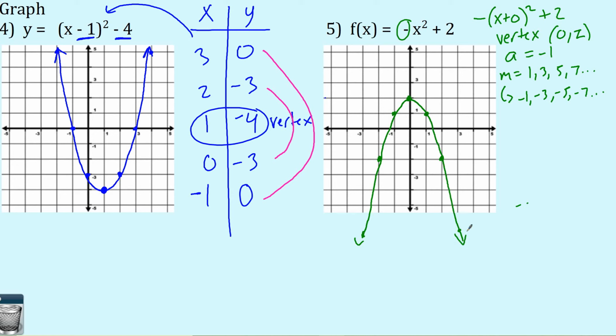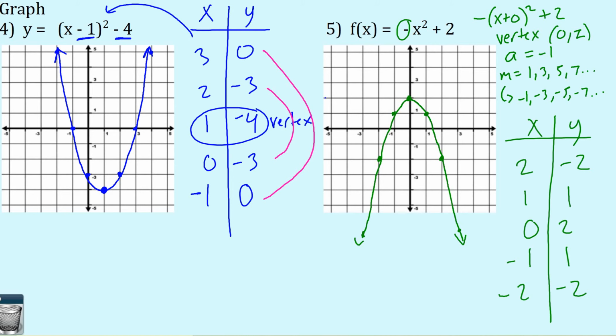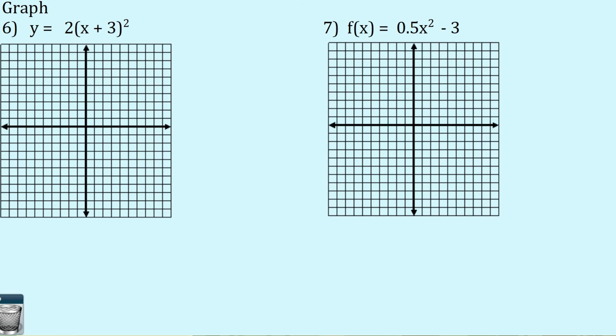You get the idea. And again, if we didn't want to do it that way, we could have just plugged in our points and gotten this as our t-chart. Let me write it down. Okay, so that would have been your table if you didn't want to do the rapid graphing. All right, let's keep it going. I prefer the rapid graphing, so I'm going to show you that again.